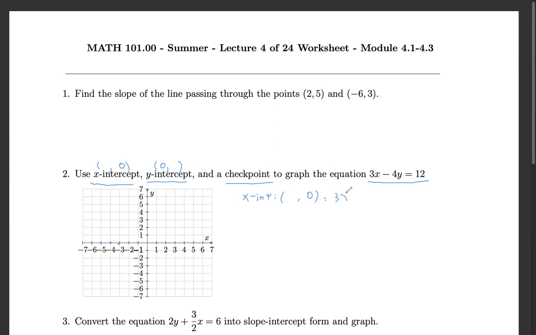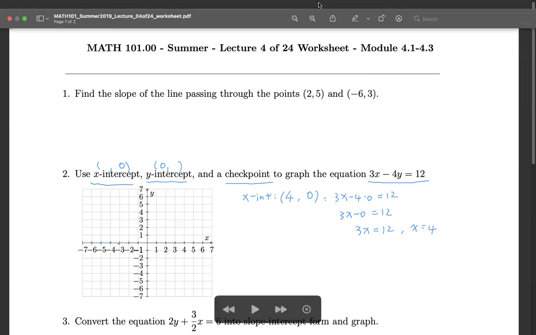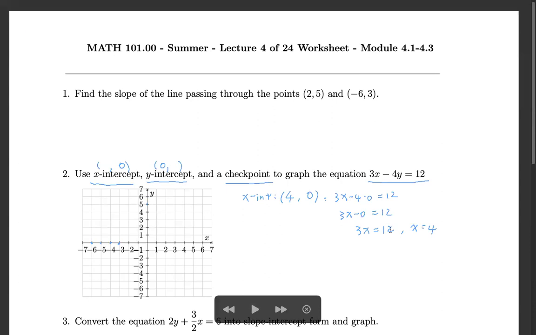So 3x minus 4 times y, with y being 0, equals 12. Well, -4 times 0 is 0. 3x minus 0 equals 12. Well, minus 0 is minus nothing, so 3x equals 12. So we divide by 3 on both sides, get x equals 4. So we get (4, 0). So (4, 0) is the x-intercept.